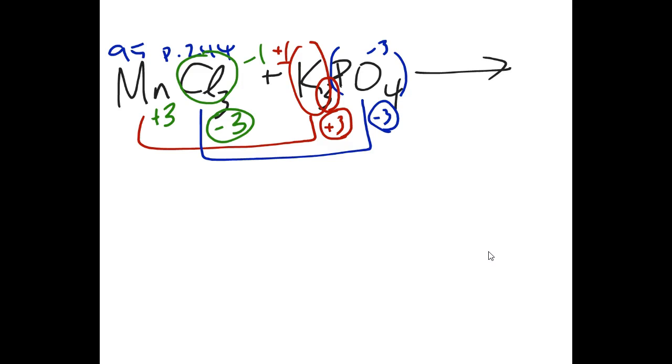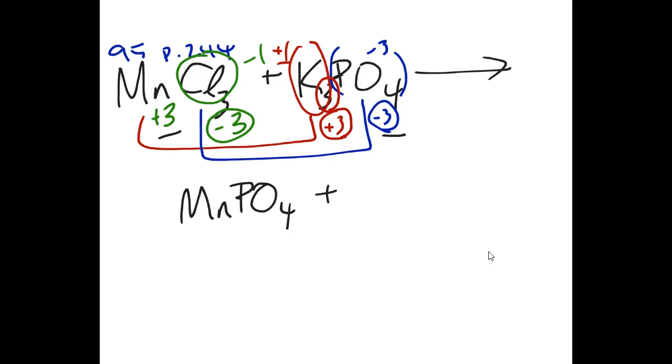So now the manganese is going to match up with the phosphate, and luckily manganese has a +3, phosphate has a -3, so I can write that product as MnPO4, manganese phosphate. No parentheses necessary because there's only one phosphate. The other thing I have is potassium chloride.